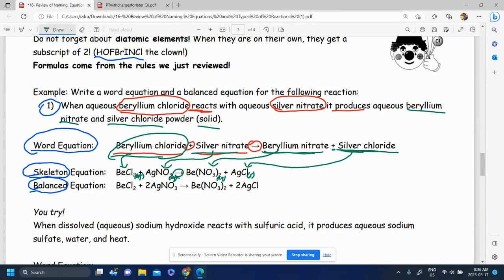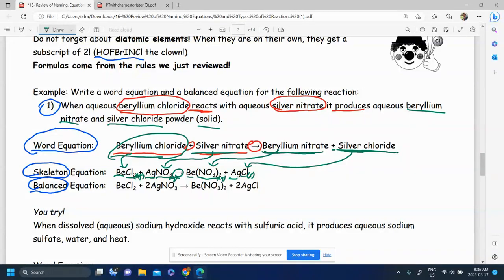If you notice, and you look at this carefully, you'll see that the atoms don't match up on both sides. Here you have one beryllium. Here you have one beryllium. Here you have one silver. Here you have one silver. Those match up. Here you have one nitrate. Here you have two nitrates. That doesn't match up. Here you have two chlorines.